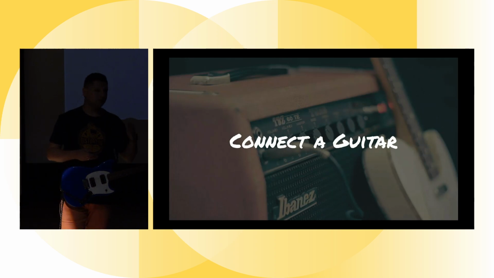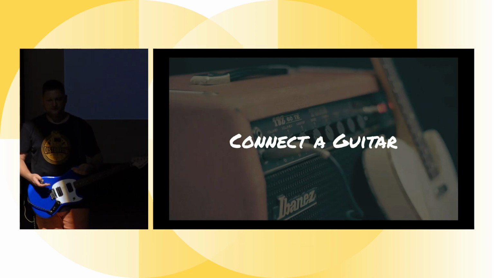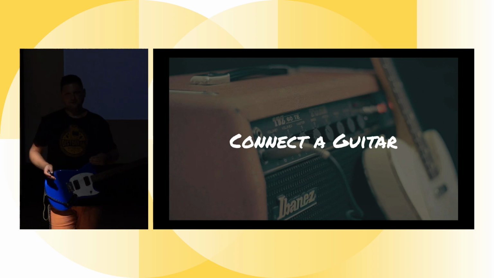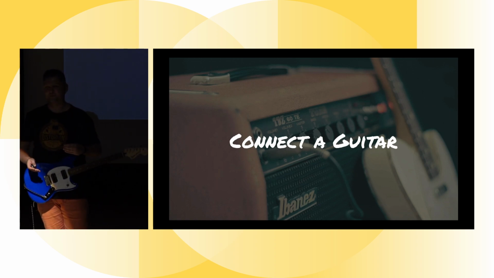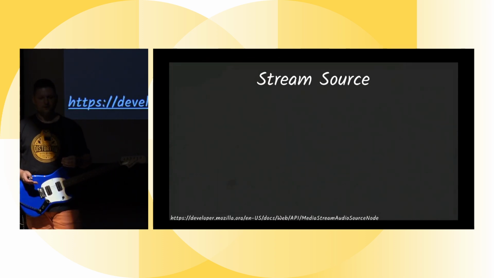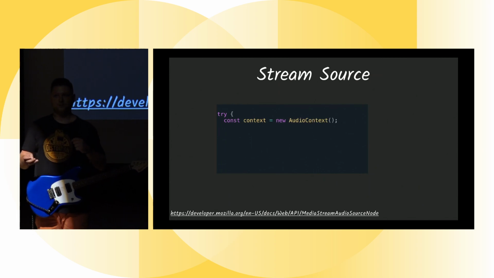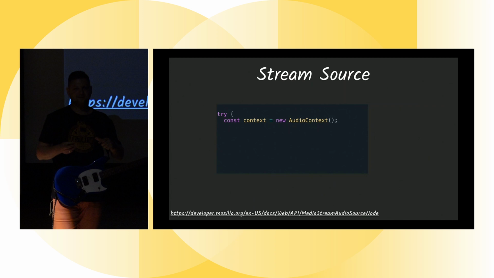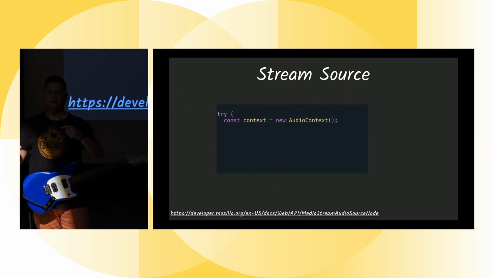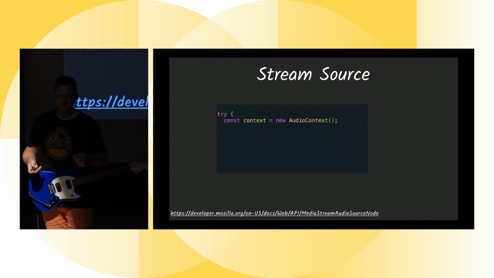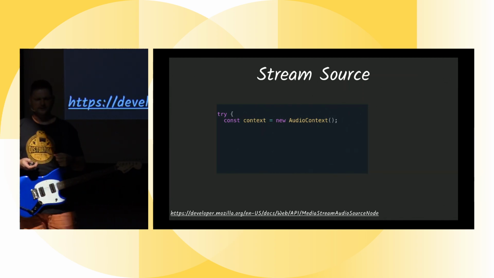So how can we actually connect an instrument? This could be applied to any instrument, actually, that can be connected to an audio card. But in my case, it's a guitar. Okay, first of all, we need to create an audio context. Audio context is the main object that allows you to create new nodes, connect them, and put them to some destination. So we create this context.